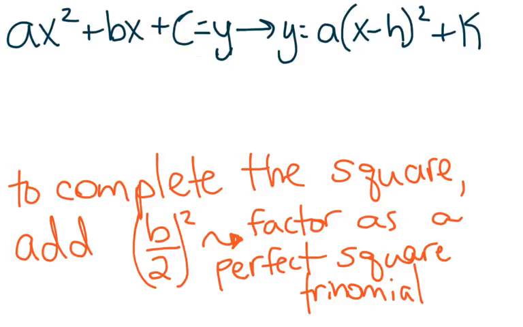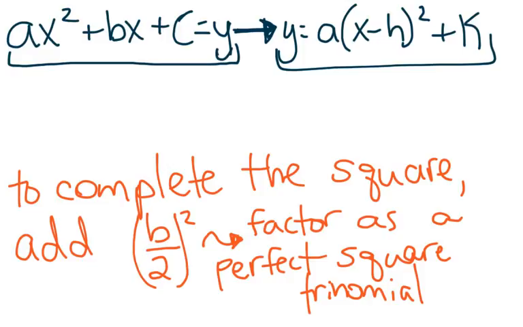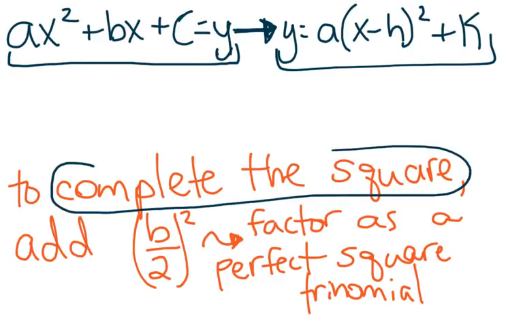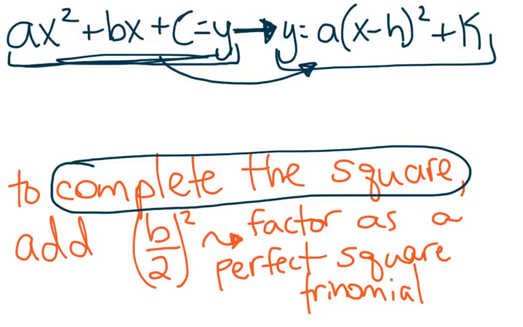So a lot of times we start off with a quadratic equation in standard form, but we want to convert it to vertex form so that we can identify the vertex and graph it or find the minimum or maximum values. We're going to use a strategy called completing the square to turn a standard form equation into a vertex form equation.